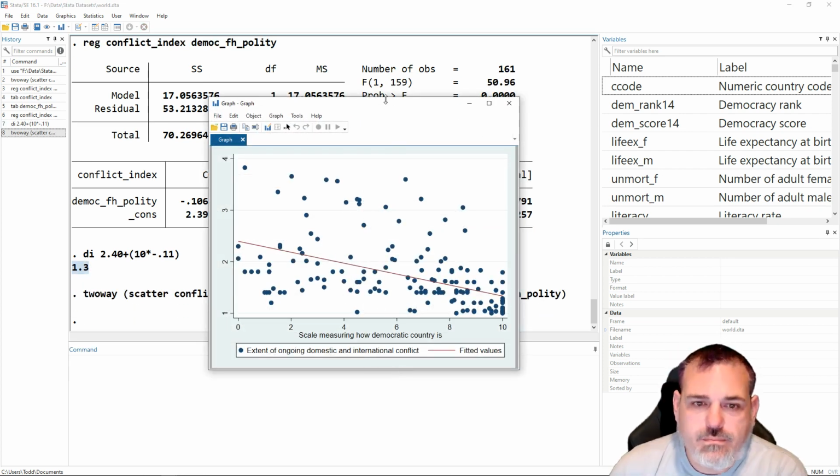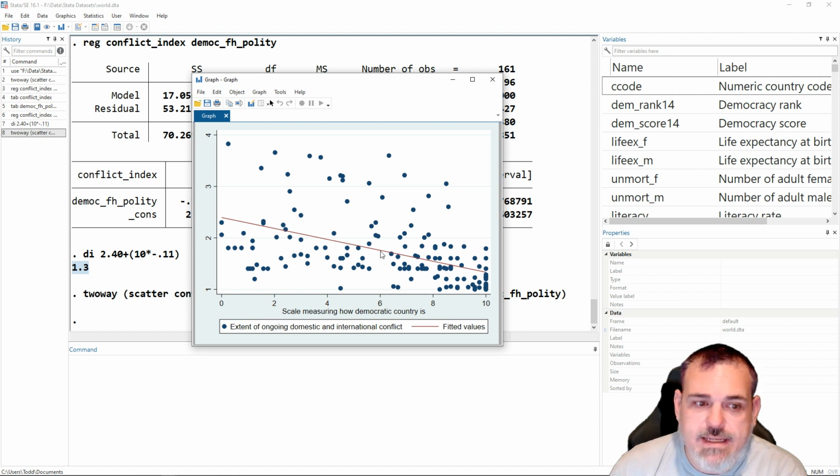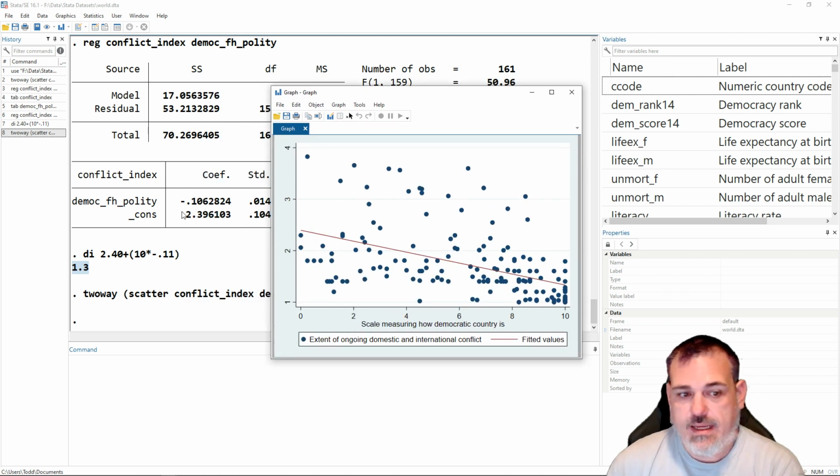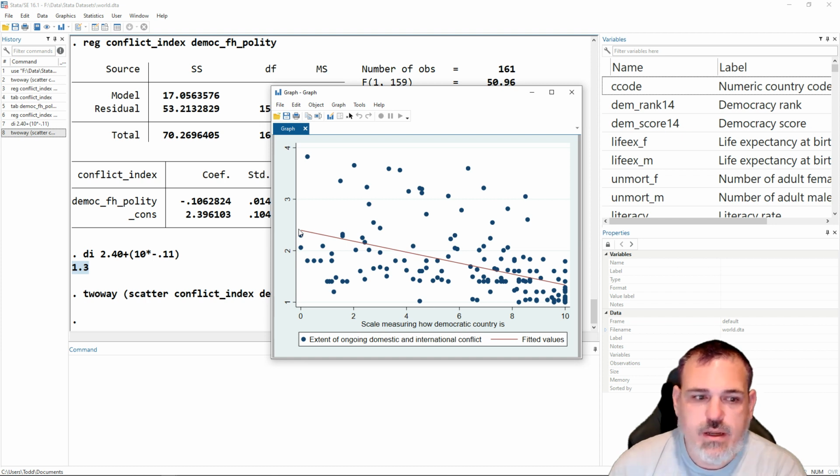So this is the best line that summarizes this data. As you can see, where this line crosses the y-intercept is this number, 2.39, which is exactly where this line would cross the y-intercept. Also, remember how we calculated what the average score would be for a country with 10 on the polity score. That is right where this point is.